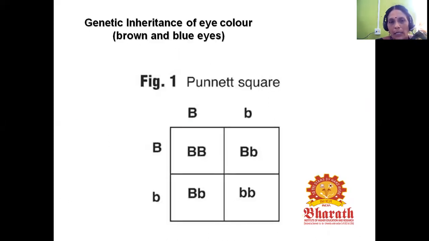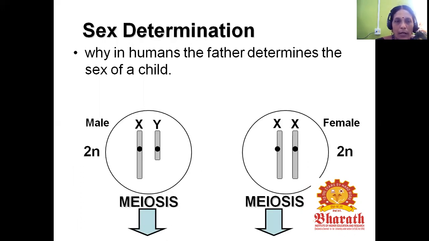So for the genetic inheritance of eye color, brown and blue eyes, if you put it in a Punnett square, you get it like this: a 3:1 ratio. Next you see about sex determination.